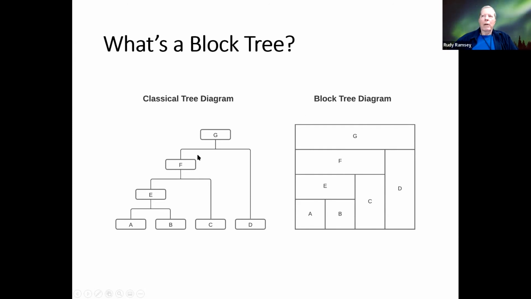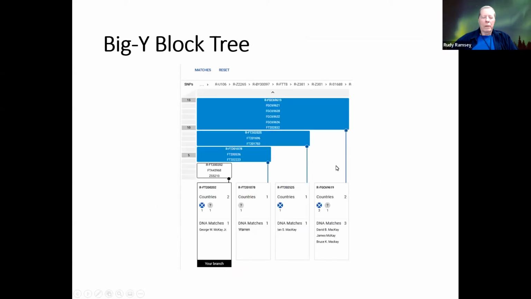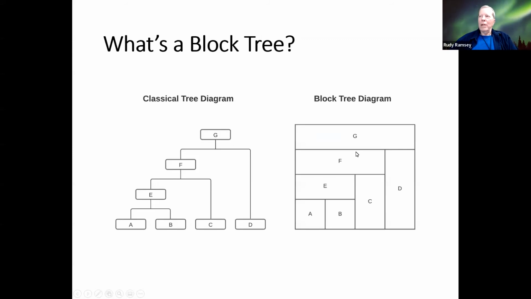G is above F and D. F is above E and D. E is above A and B. So just different ways of showing the same structure. But you might pick one over the other depending on what it is you're trying to emphasize. If you want to emphasize the structure, this is better. If you want to put a lot of information in the blocks, these little tiny blocks don't work very well.